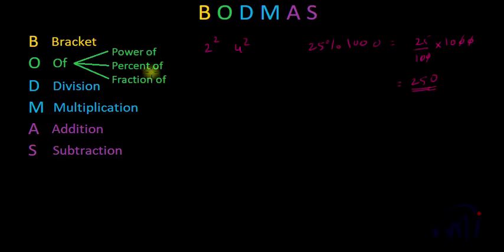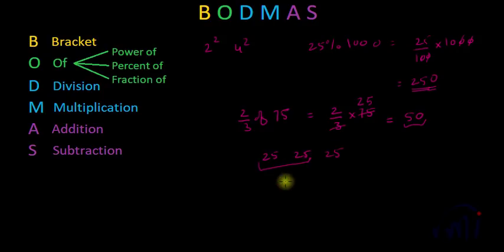And then there is fraction of. So this is like 2/3 of 75. So this will be equal to 2 by 3 of 75. That means 2 by 3 multiplied by 75. 3 2s are 6, 3 5s are 15. 25 into 2 is 50. 2/3 of 75 means you divide 75 into 3 equal parts, which will be 25, 25 and 25, and take 2 out of it. So 25 and 25 will be 50. So this of can be either power of, percentage of, or fraction of.